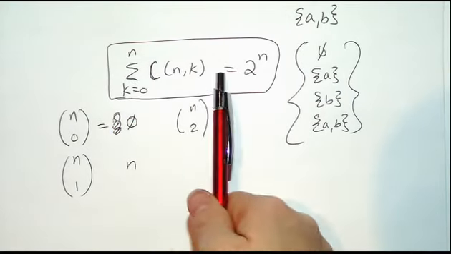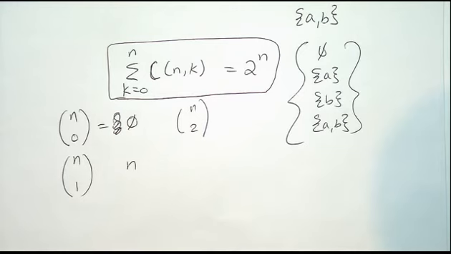Because each term of this is telling you about the different sizes of sets. Choosing 0, that's the empty set. Choosing 1, that's all the 1-element subsets. Choosing 2, that's all the 2-element subsets. Choosing 3 is all the 3-element subsets, and so on. So that's why it adds up to 2 to the n.